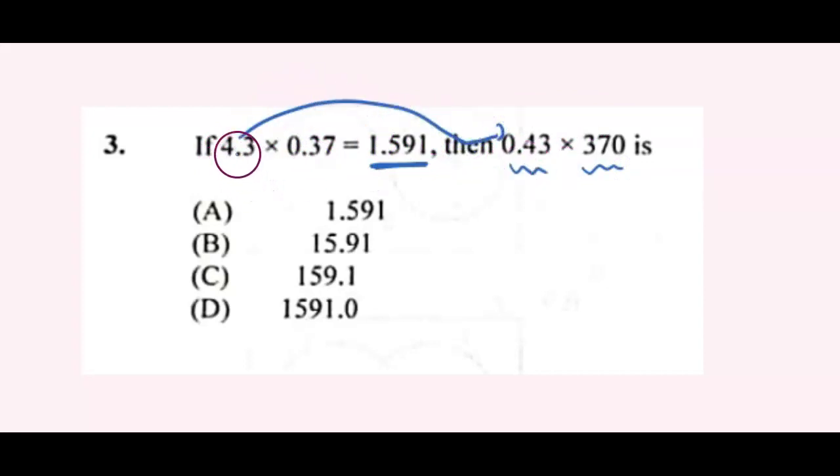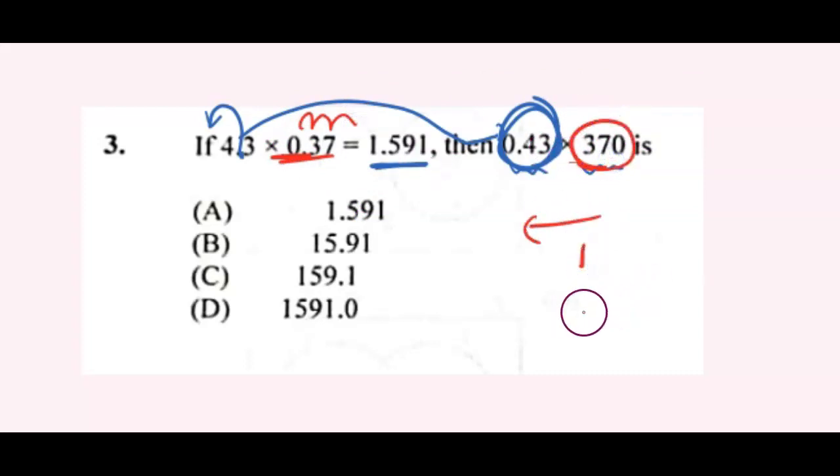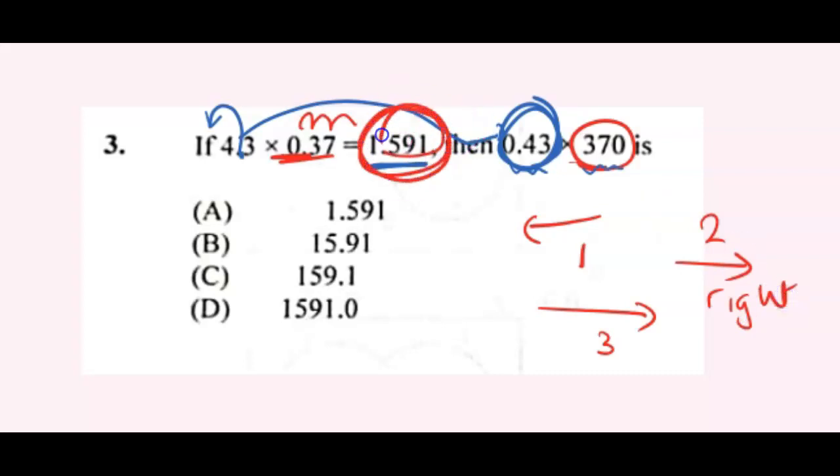So it means that this point moved one space to the left to give us this value here. And from 0.37, it went 3 spaces, 1, 2, 3, to get 370. Moving one space to the left and 3 spaces to the right cancels off and gives us 2 spaces to the right. So this answer will be adjusted by 2 spaces to the right. So I'll go 1, 2, so that will be 159.1. So the answer is C.